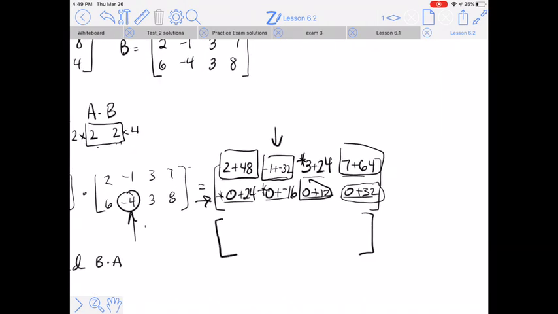So, after much trial and tribulation, let's see what we got here. 50, -33, 27, 64 plus 7, 71, 24, -16, 12, and 32. And this is A times B.